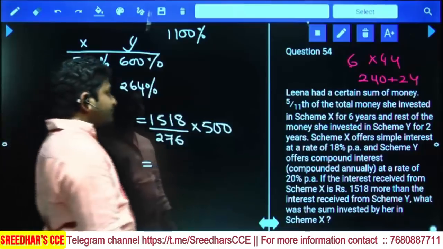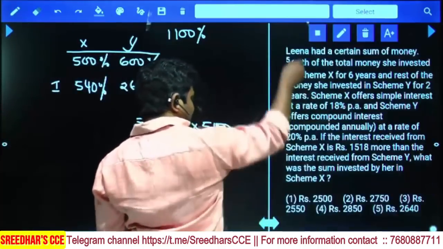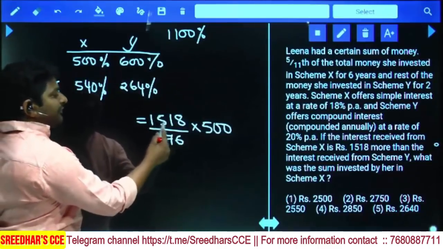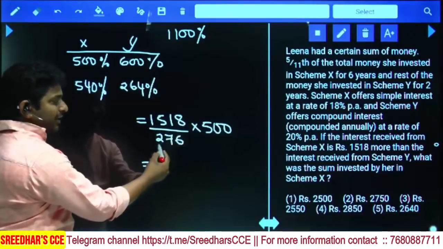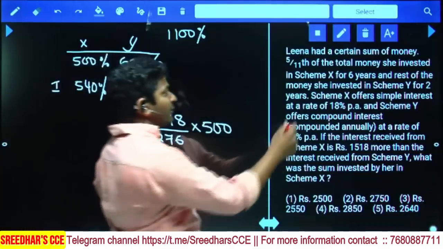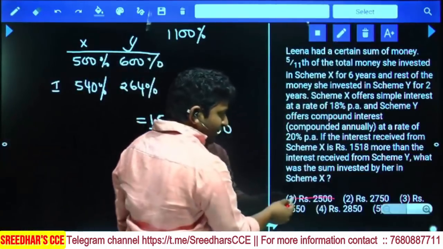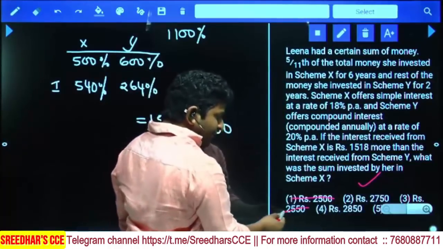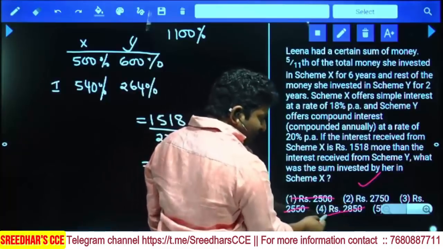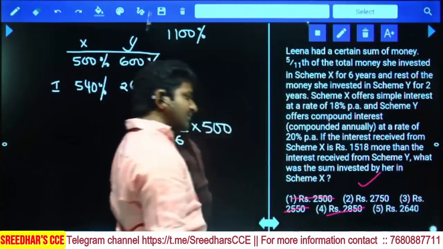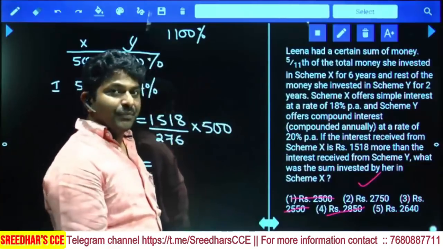Now when you go for answers, in numerator 1518 is 11 multiple, in denominator it is not 11 multiple, so answer should be 11 multiple. When you go for options, first option cannot be your answer, second can be your answer, third cannot be your answer, fourth cannot be your answer. What is fifth option? 2640. 2640 is also 11 multiple.